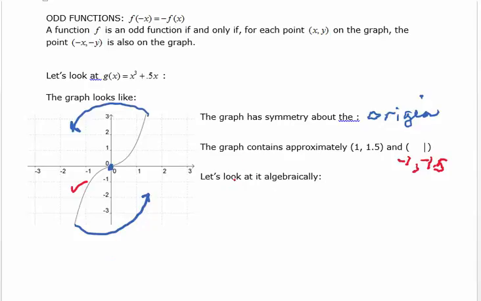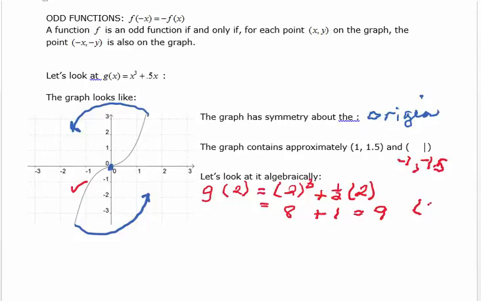And then finally, if we look at it algebraically, let's just pick a point and let's do g of 2. That's g of x, and we're going to do 2 cubed plus 1/2 times 2. And that'll give us 8, and plus 1/2 of 2 would be 1, so we get a positive 9. 2, 9 would be a point that would be on that graph.